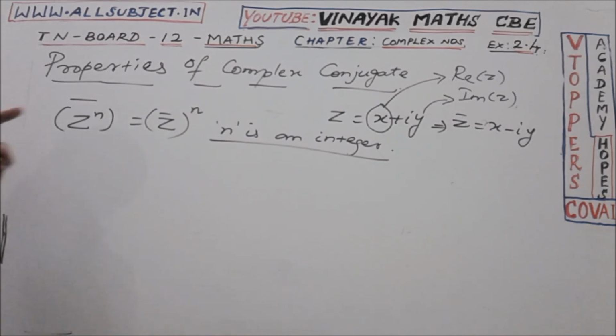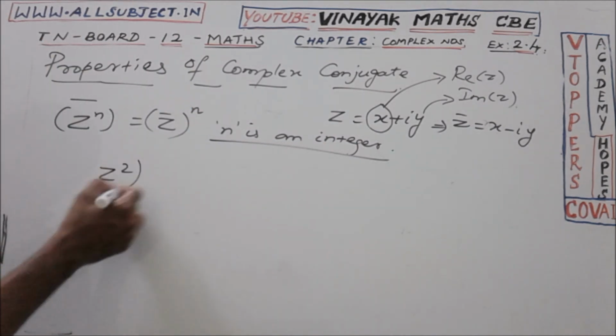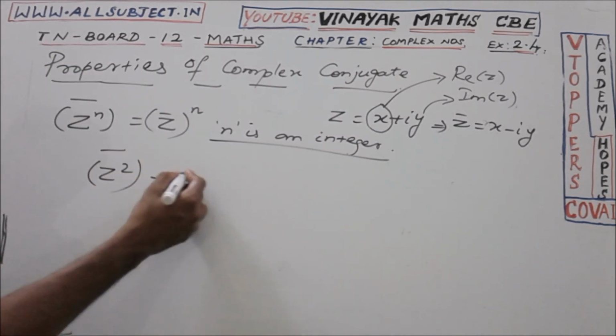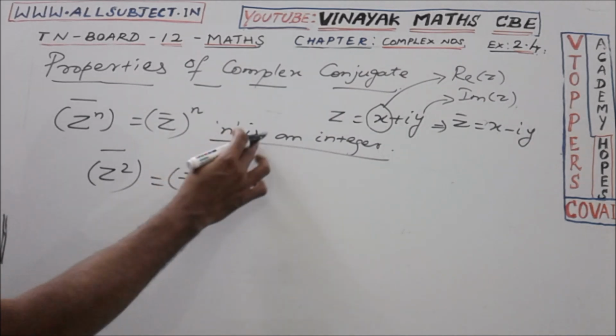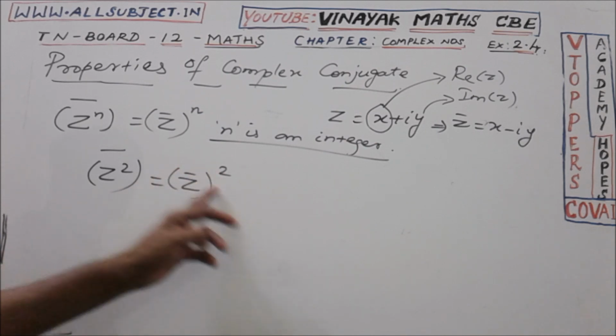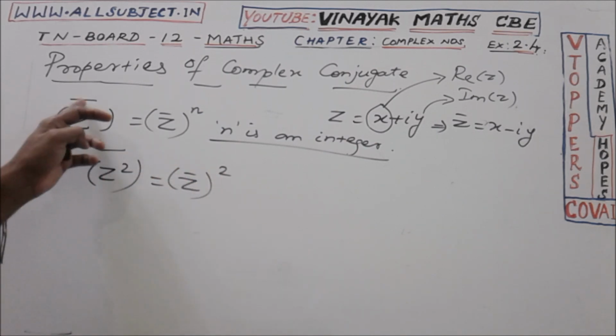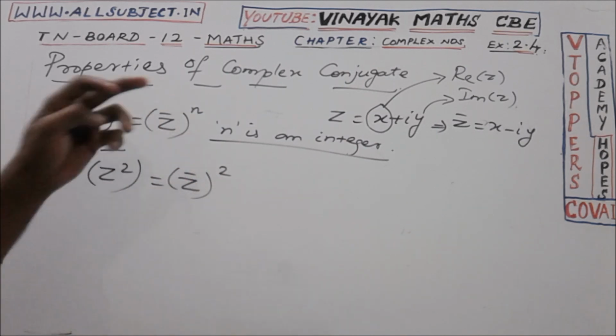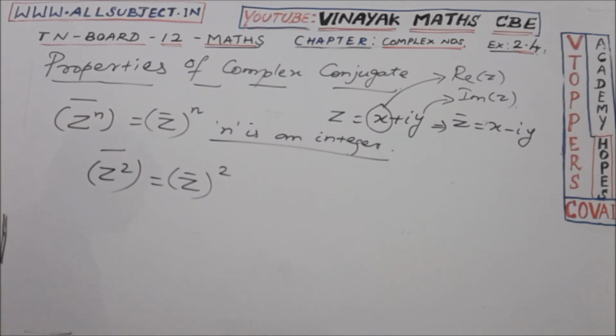And next property, Z power n whole bar equal to Z bar whole power n, that is, Z square whole bar will be equal to Z bar square, where n is an integer. The power should be an integer. If the power is an integer, we can equate the result: Z power n whole bar will be equal to Z bar whole power n.